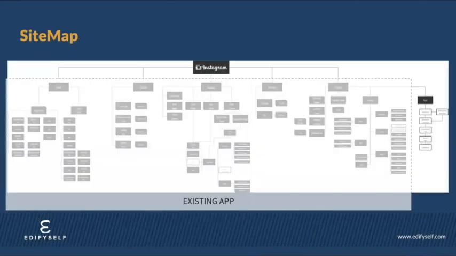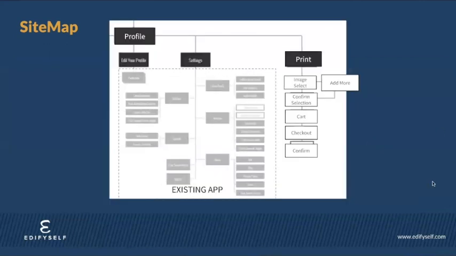Next is a sitemap. So this is quite a big sitemap. Like I mentioned before, the sitemaps can get quite complicated. So these are all the features that are already available in Instagram, and we intend to add our print feature to the profile page. So here's a close look at it.